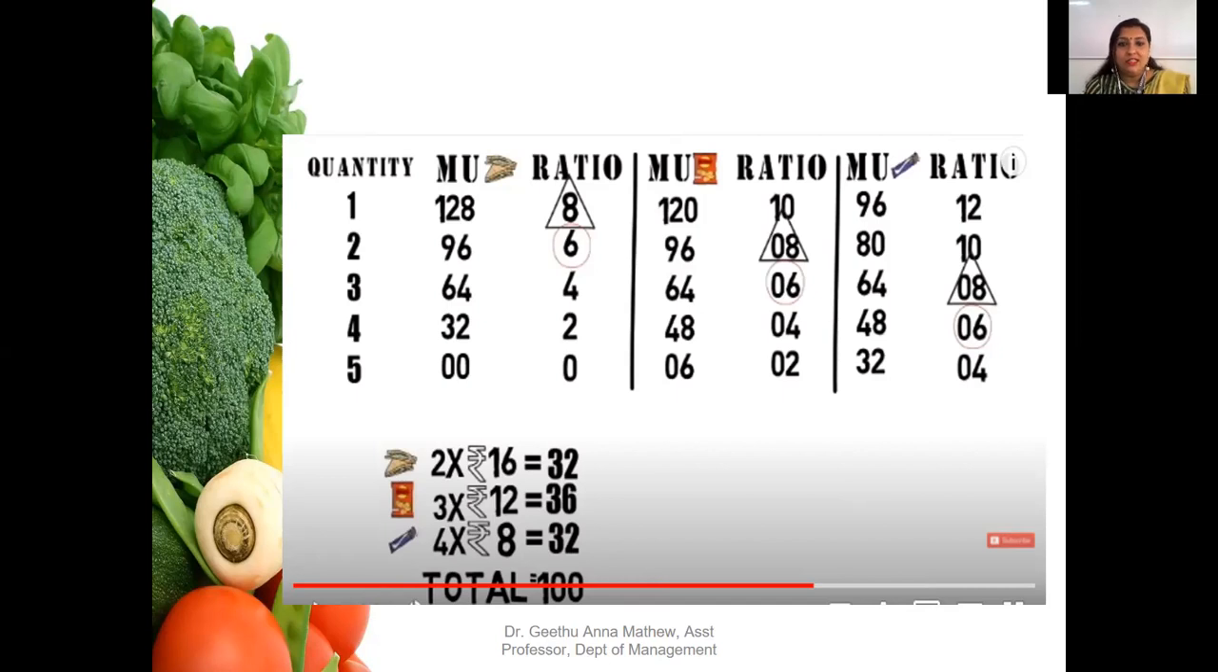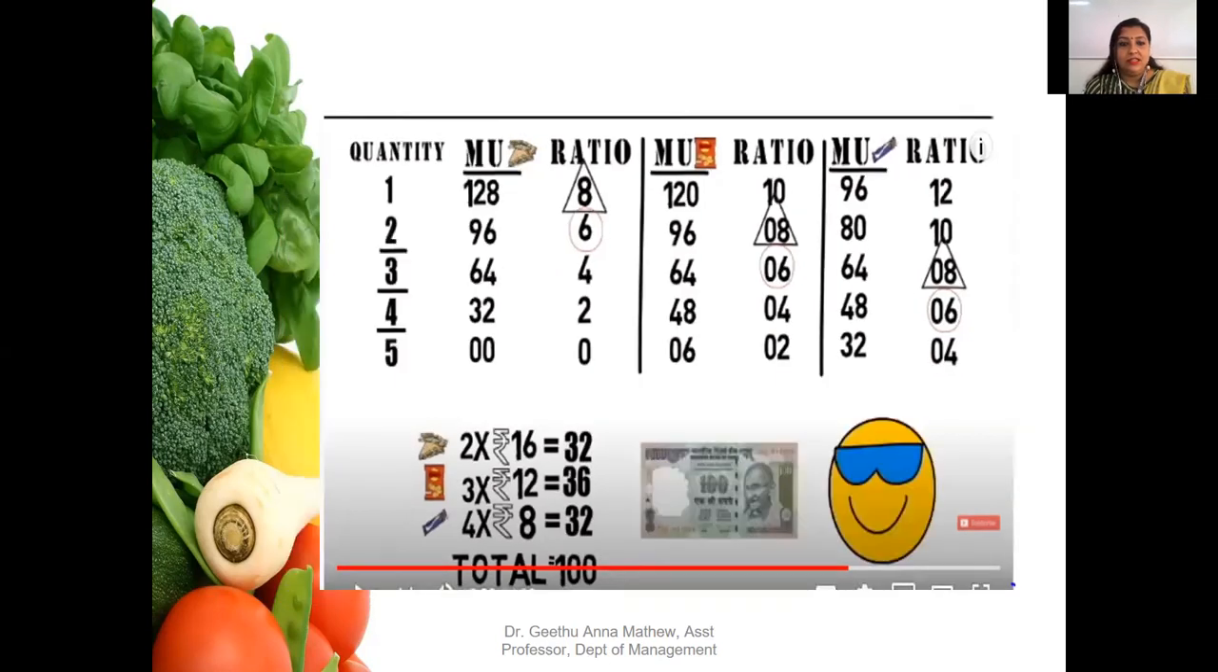Again, let's take another common ratio. 4 is also common, 4, 4, 4. Four means 3 sandwiches, 4 chips packets, and 5 chocolates. Let's calculate and see: it will go above 100, and the consumer has only 100 rupees in his hand. So this is the point where the consumer is getting maximum satisfaction, that is, MUX divided by PX is equal to MUY divided by PY is equal to MUZ divided by PZ. That is the law of equimarginal utility. I hope you are now clear about the law of equimarginal utility. Thank you for listening.